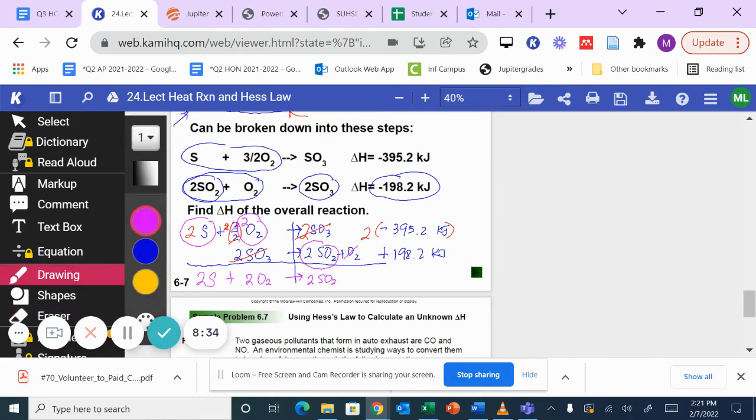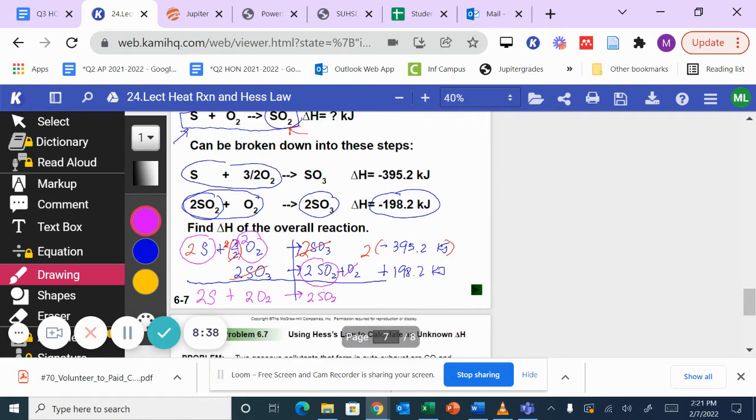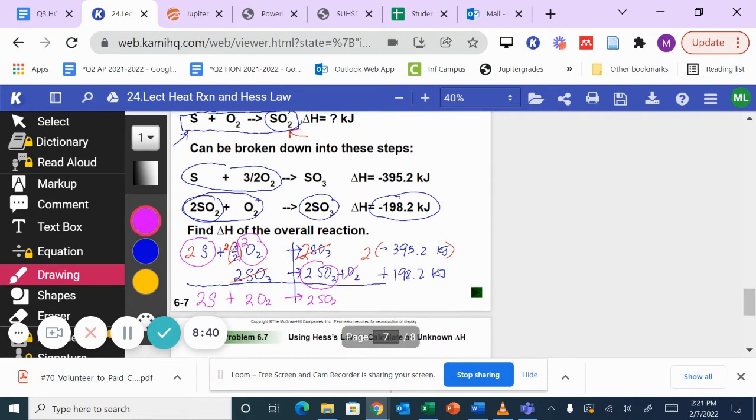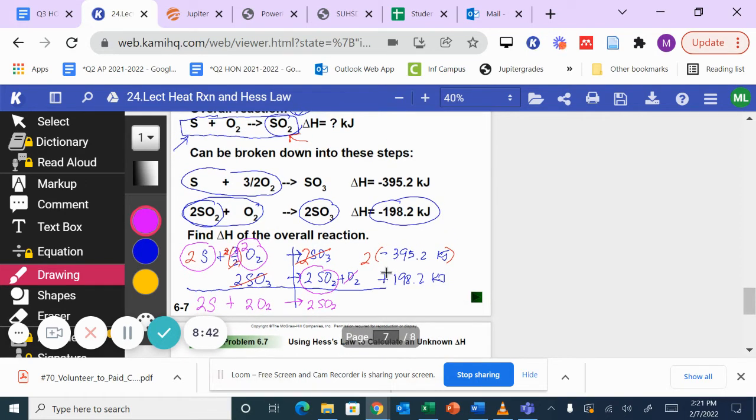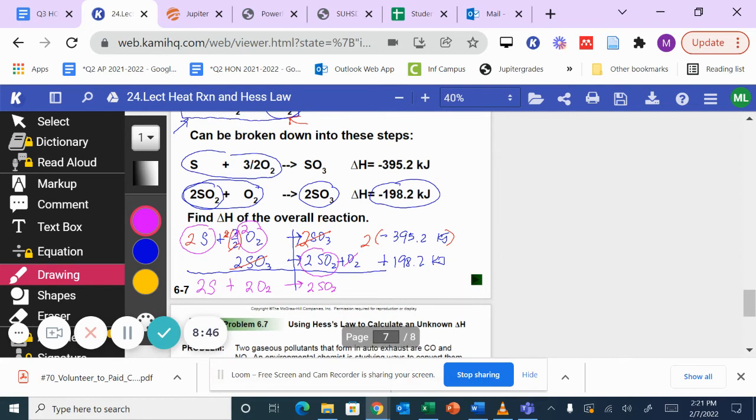Okay, so if I look at the final equation and it doesn't look like this, oh, it kind of looks like it, but do you see how it's doubled? So what I will do is divide the whole thing by 2. And that will do it. So what I do is I'm going to add this up. I'm going to get a number. And whatever number I get, I'm going to divide it by 2.